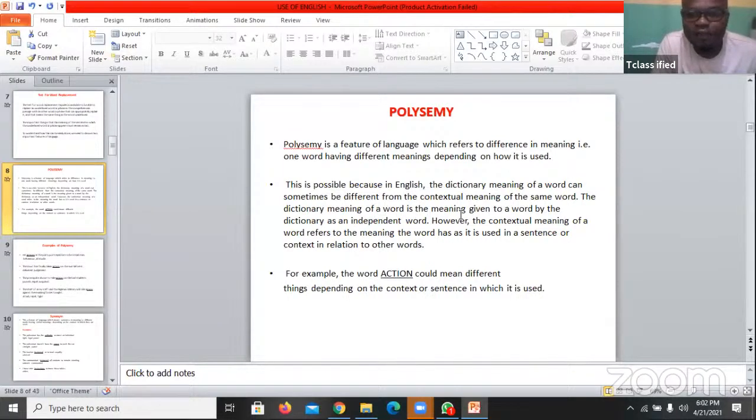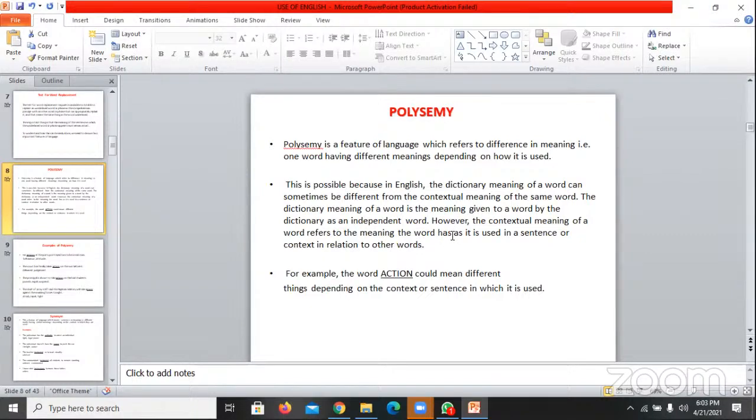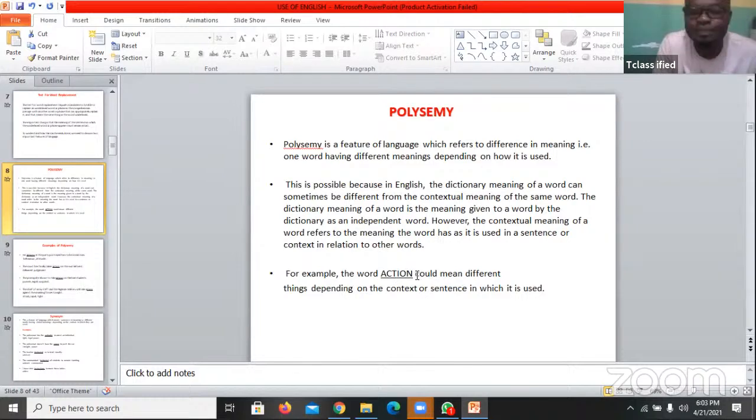The dictionary meaning of a word is the meaning given to the word by the dictionary as an independent word. However, the contextual meaning of a word refers to the meaning the word has as it is used. So that is very, very important. We are looking at the meaning of that word in context with or in relation with other words that are surrounding it. So let's take an example.